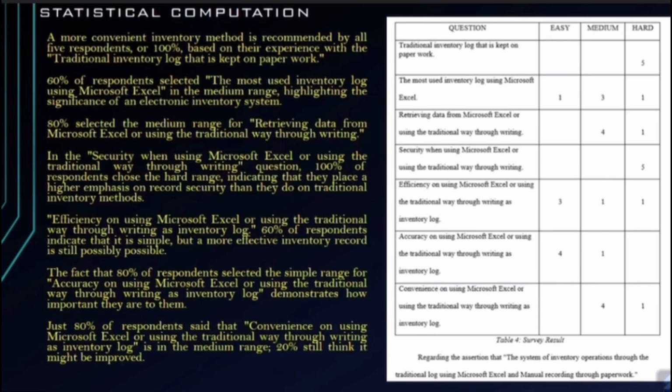Statistical computation. A more convenient inventory method is recommended by all 5 respondents, or 100%, based on their experience with the traditional inventory log kept on paperwork. 60% of respondents selected the medium range for the most used inventory log, Microsoft Excel, highlighting the significance of an electronic inventory system. 80% selected the medium range for retrieving data from Microsoft Excel or using the traditional way through writing. In the security question on using Microsoft Excel or the traditional way through writing, 100% of respondents chose the hard range, indicating that they place a higher emphasis on record security than they do on traditional inventory methods.